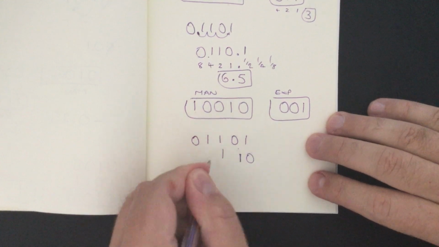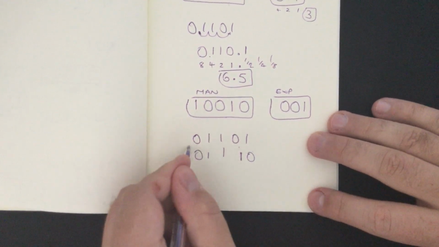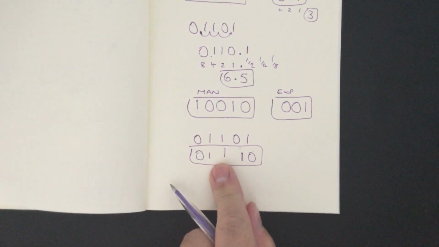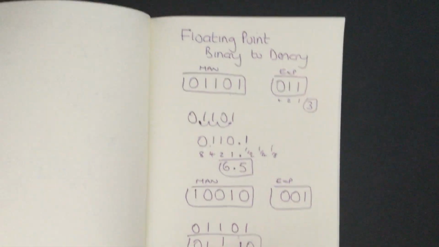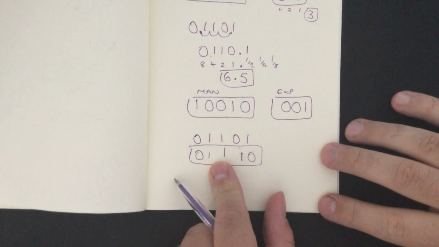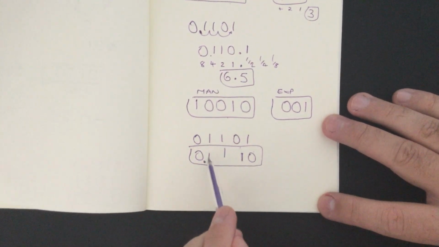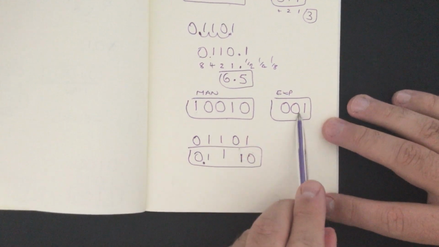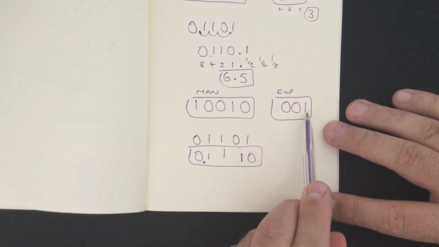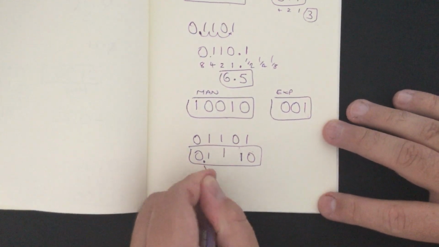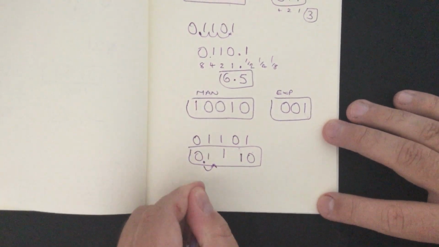So 1, 1, 0. This is now my number that I can work with using the skills that I've just shown in example number 1. So where is my binary point? My imaginary binary point is there, because that's where it always is, before the first 1. I am moving it 1 place, because that's what it tells me to move it, in a positive direction. So I'm going to be moving it here. Write out my number.